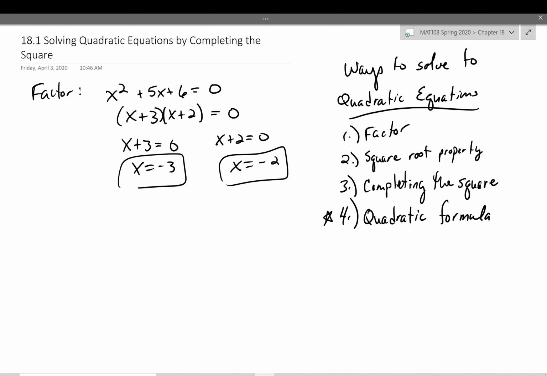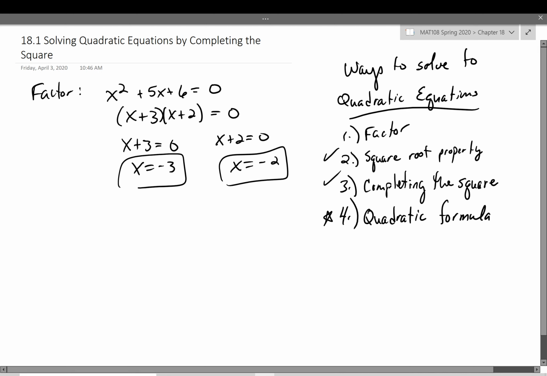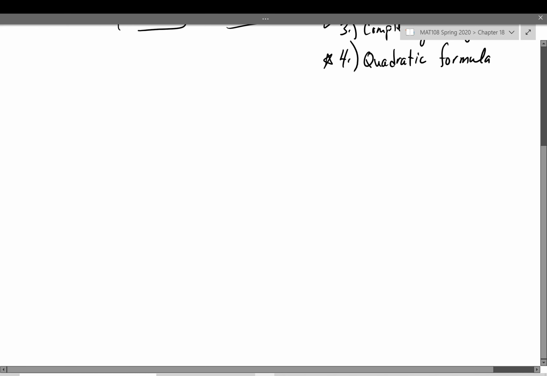So today, what we're going to focus on in this lecture is methods 2 and 3. We'll come back to 4. 4 gets its own section. It's really simple to do. So first, the square root property. Let's write this out. Now, this is our tool. This is what we're going to use to help us solve quadratic equations.